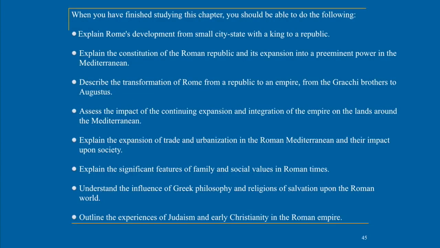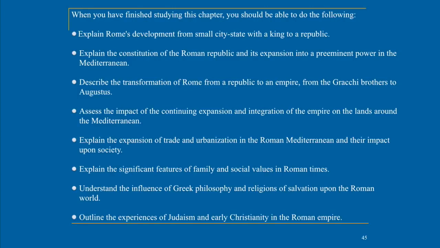Now, after a long bit of lecture, we have finally reached the end. When you've finished studying this chapter, you should be able to do the following. So, explain Rome's development from a small city-state with a king to a republic. Go ahead and draw a little timeline, write out some of the changes that happened.